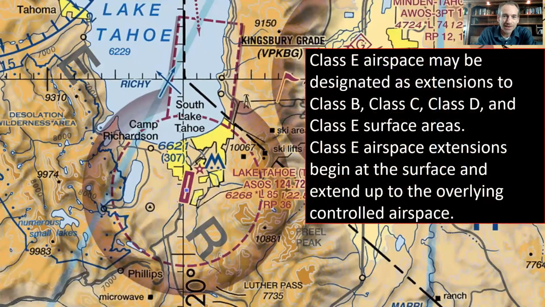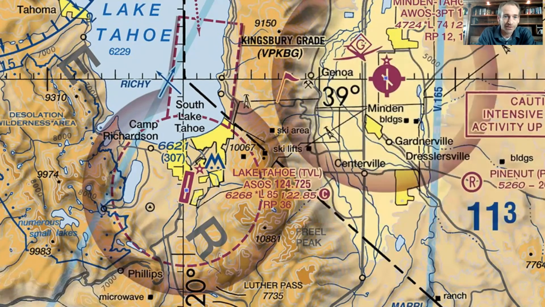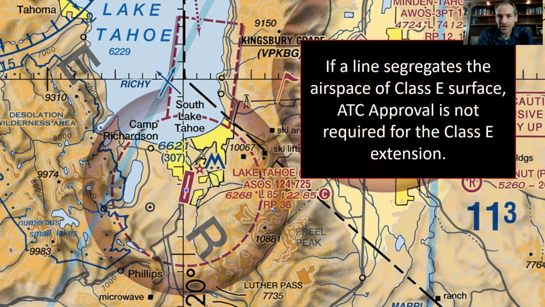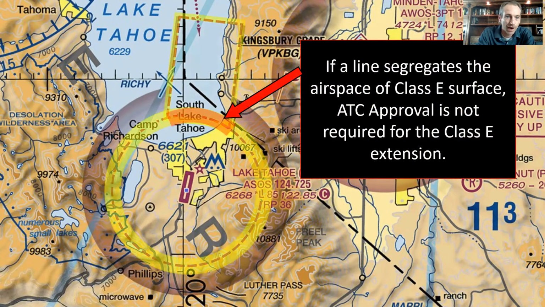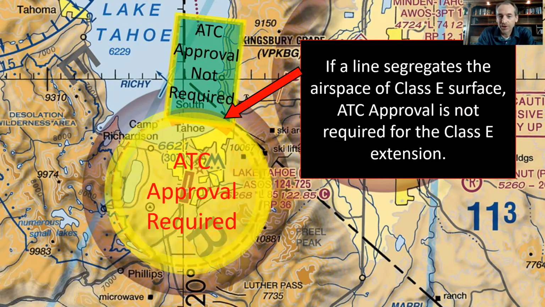Class E airspace may be designated as extensions to Class B, C, D, and E surface areas. Class E airspace extensions begin at the surface and extend up to the overlying controlled airspace. So looking here at Lake Tahoe, we see the Class E surface area extension. If a line segregates the airspace of Class E surface, ATC approval is not required for that extension area. ATC approval is required for the Class E surface area around the airport, though. So it's all about whether there's a line breaking up those two airspace sections.